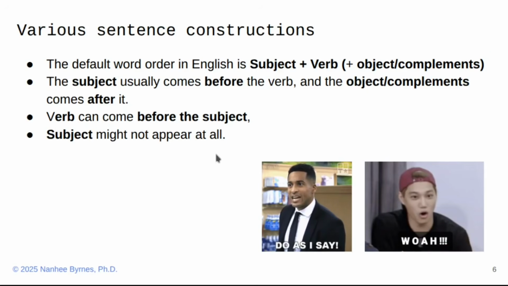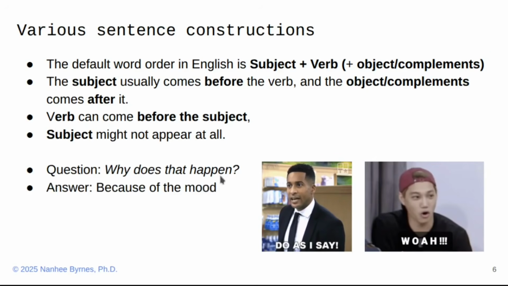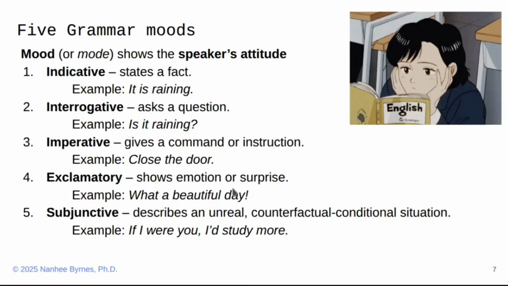Why does that happen? To understand that, we need to look at something called mood, or in grammar terms, the mode of the sentence. Mood tells us the speaker's attitude, whether they're stating a fact, asking a question, giving an order, expressing emotion, or describing an unreal situation. English has 5 grammatical moods. Indicative, which states a fact: "It is raining." Interrogative, which asks a question: "Is it raining?" Imperative, which gives an order: "Close the door." Exclamatory, which shows emotion: "What a beautiful day!" Subjunctive, which describes unreal situations: "If I were you, I'd study more."